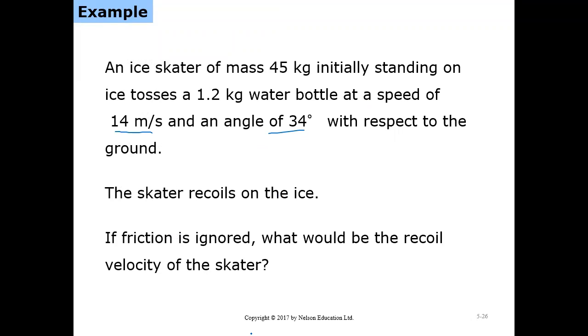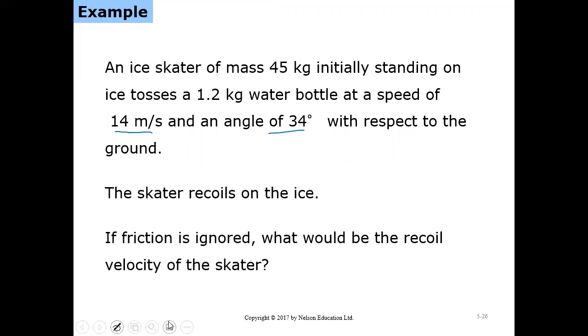And the question is, what is the recoil? When you throw that, the skater will move backward, right? If you're on ice where there's zero friction or almost zero friction, you throw something, you will go in the opposite direction. Why? To conserve linear momentum. That's why that happened.